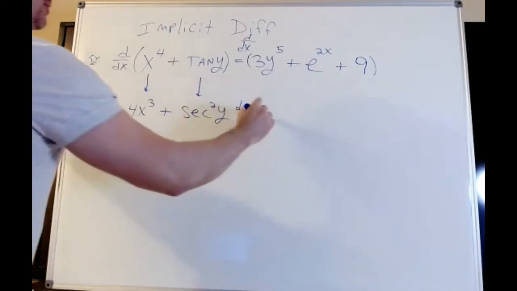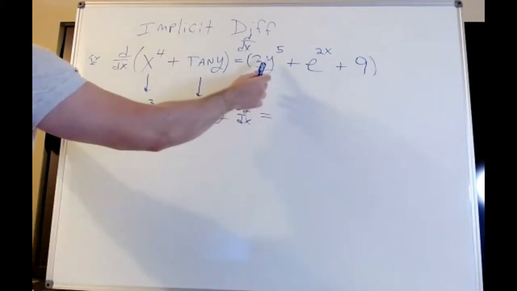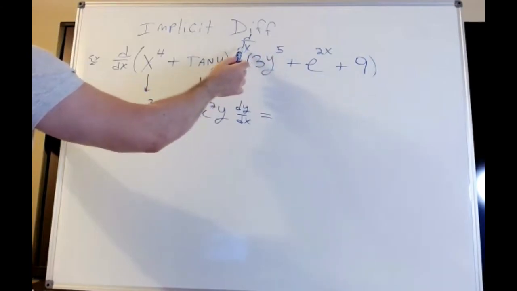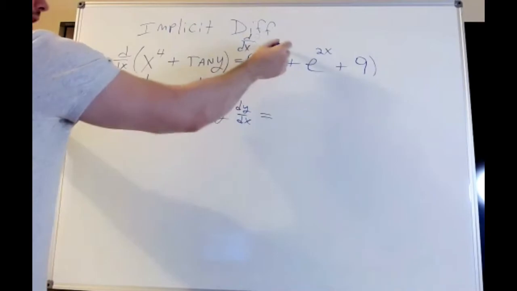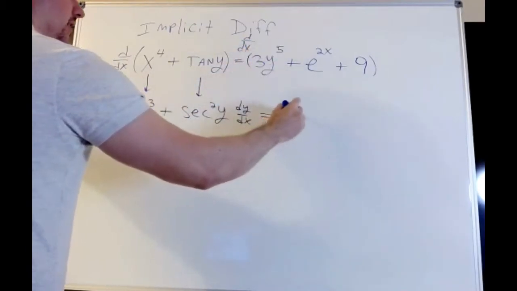That's how it works. Equal, now I need the derivative of 3y to the 5th. Again, x, y. The letters don't match. Use the power rule, multiply by 5. 3 times 5 is 15.